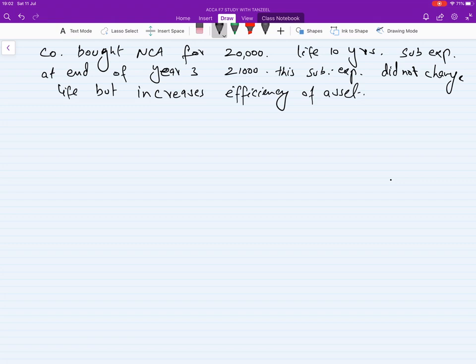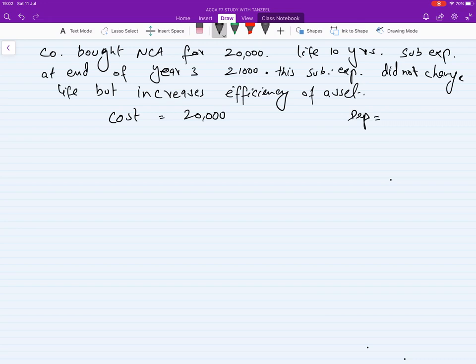Okay, let's do this equation now. Company bought non-current asset for 20,000. Cost is 20,000. Life of the asset was 10 years. And you did some subsequent expense at end of the year 3. Okay, so first you can calculate 3 years. Cost was 20,000.